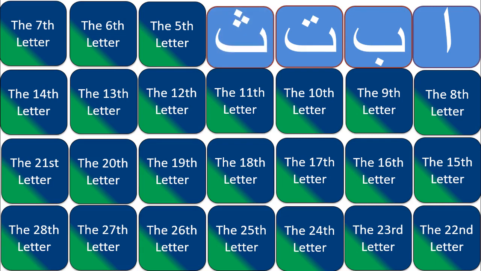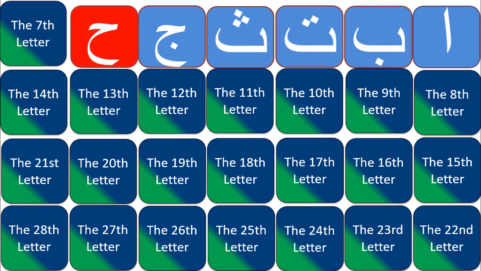The fourth letter is tha, and it's pronounced like th. It resembles the combination th in English in the word thin. Now the fifth letter is jim. The sound of it is j, and it has an equivalent in English, like the word jump, for example.